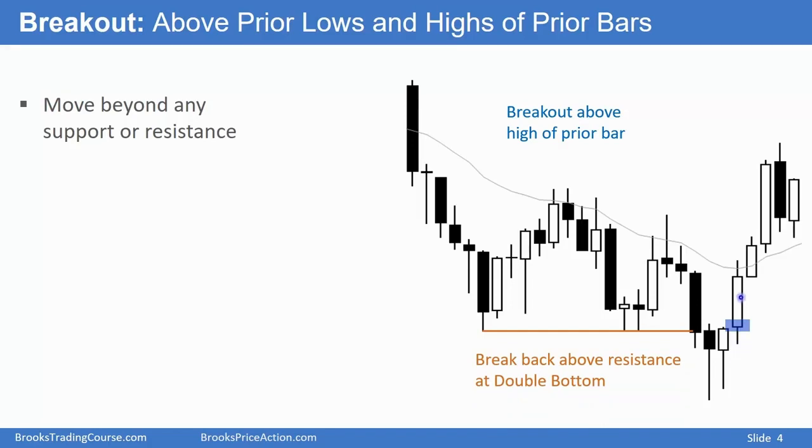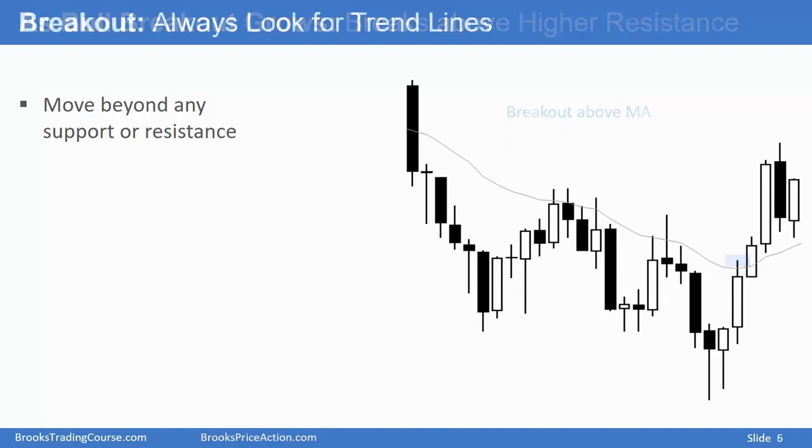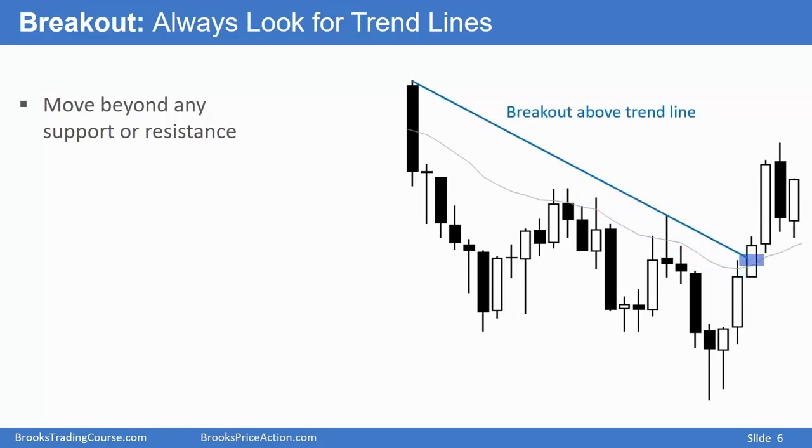As breakouts grow, they tend to go above higher and higher resistance levels in the case of a bull breakout, like here. At this point, it broke above the moving average and finally got a close above the moving average. I always look at trend lines, and there are different ways to draw them. I could use these two highs, or I could use this high and that high. And clearly, the market is breaking above the trend line as well. So the market's breaking above a bear trend line.